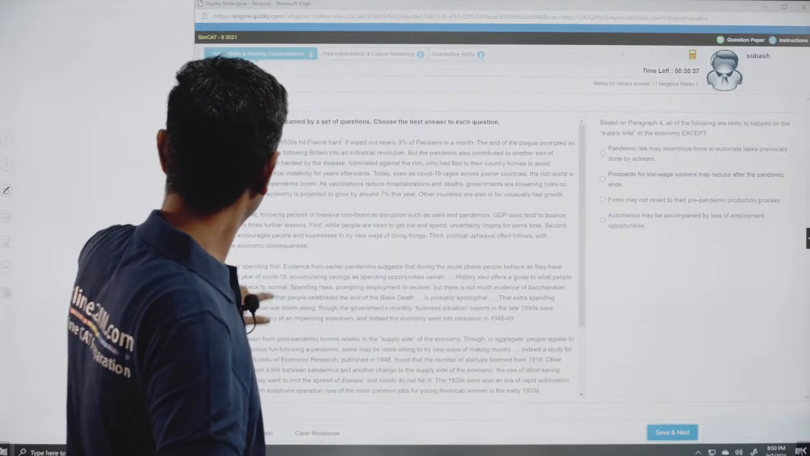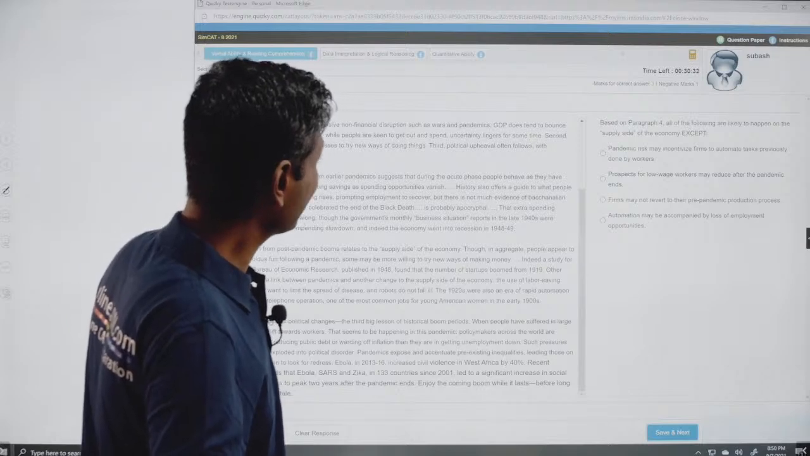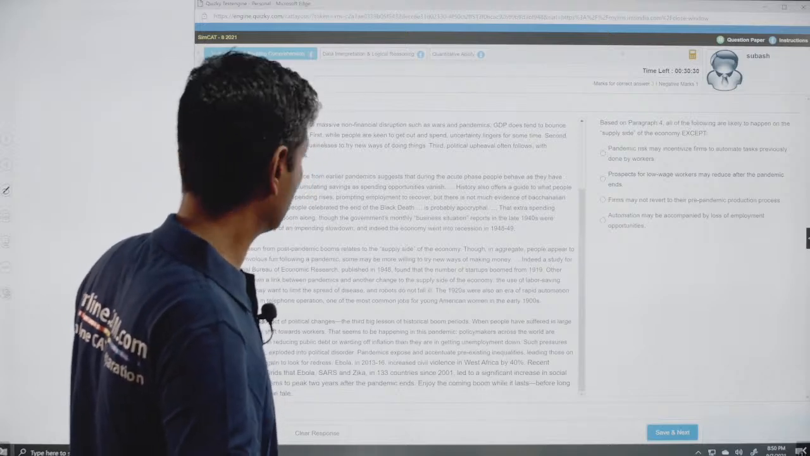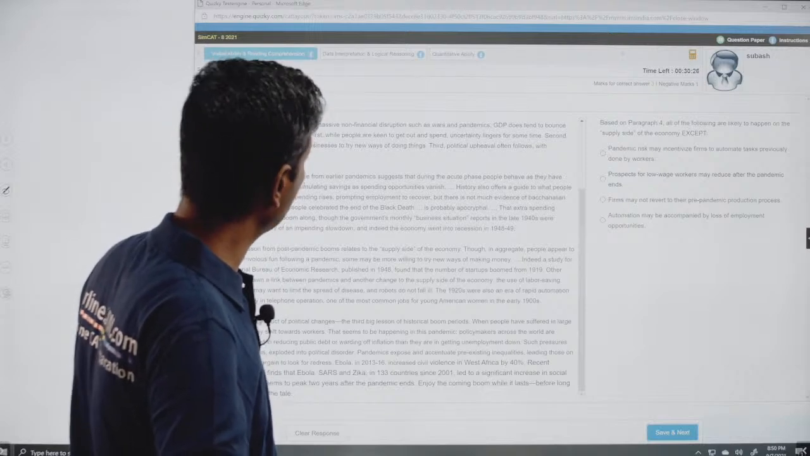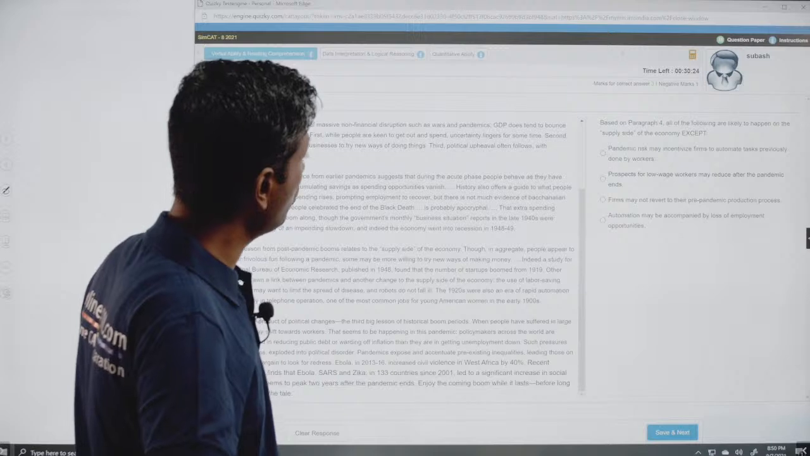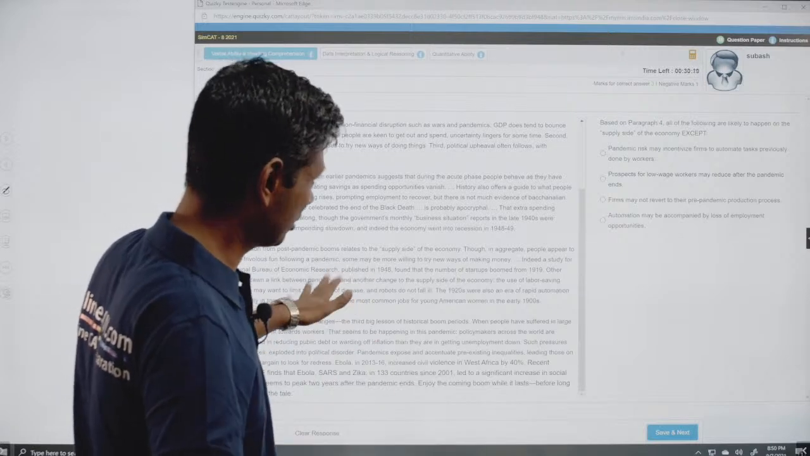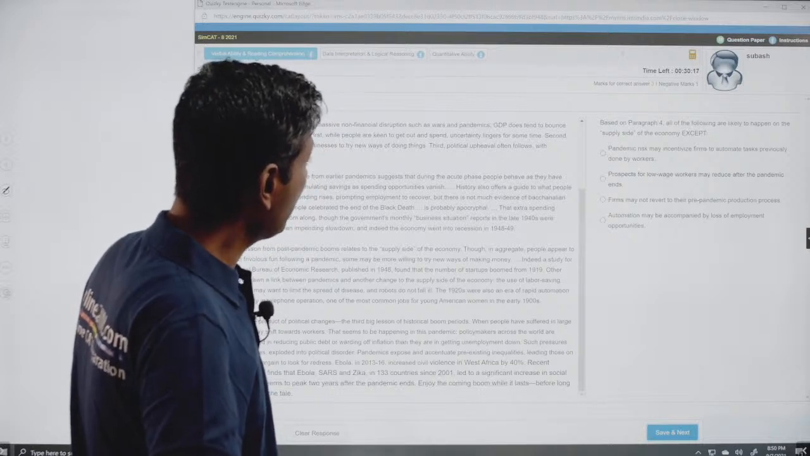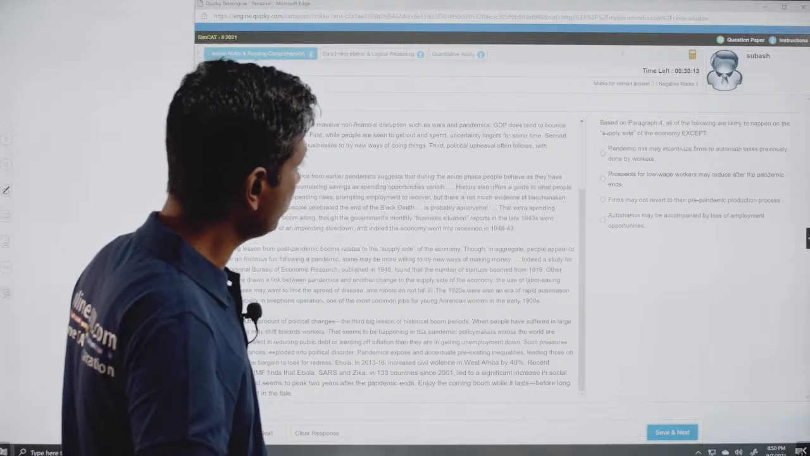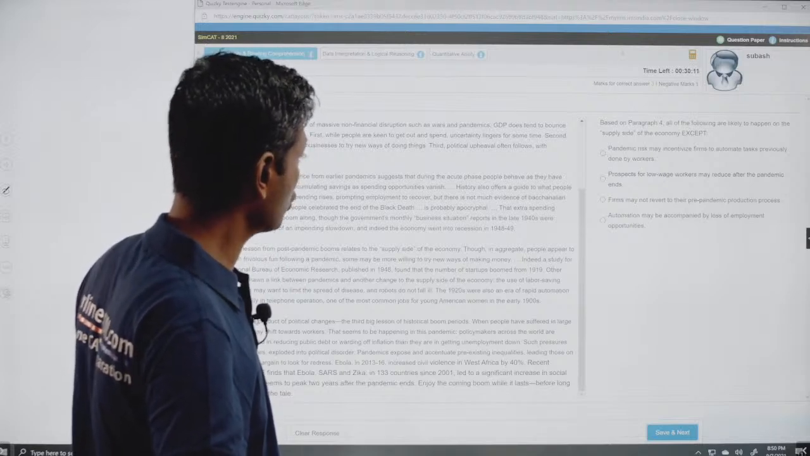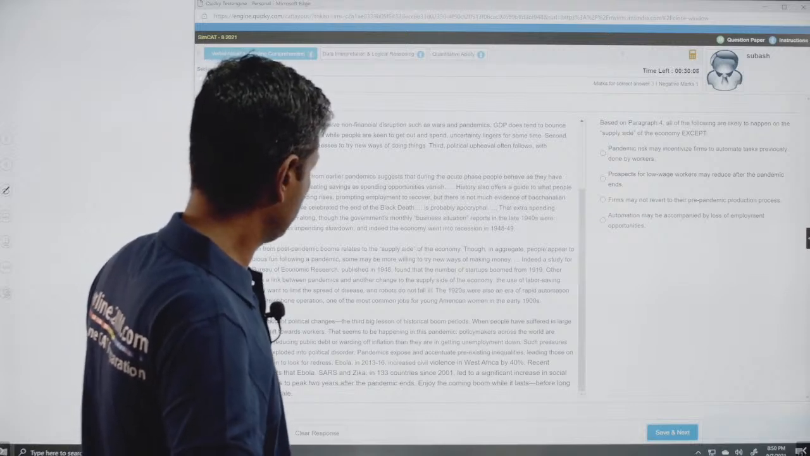Based on paragraph 4, which is 1, 2, 3, 4. All of the following are likely to happen to the supply side of the economy. Pandemic risk may incentivize firms to automate tasks previously done by workers. True. Prospects for low-wage workers may reduce after the pandemic ends. Hinted at but not explicitly stated. Firms may not revert to their pre-pandemic production process. True. They try new things. Automation may be accompanied by loss of employment opportunities. True. All good. So this is good.